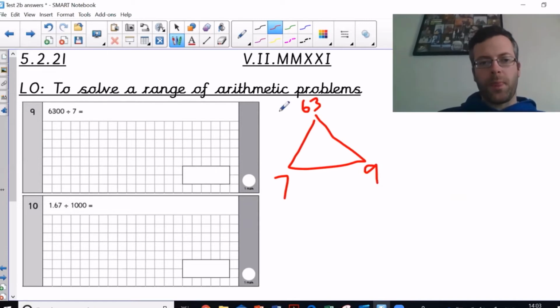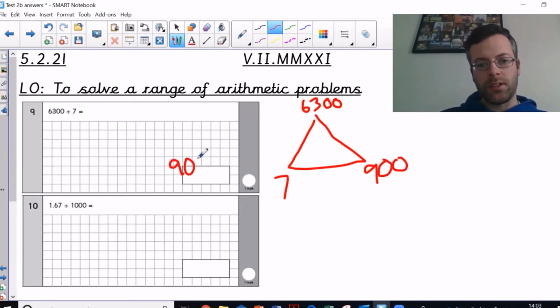So, I know that I'm actually working with 6,300, so that needs to be 100 times bigger, which means I need to make one of these 100 times bigger. I'm not going to change that one because that's the 7 in the question, so I'm going to make this 100 times bigger. So my answer is 900.